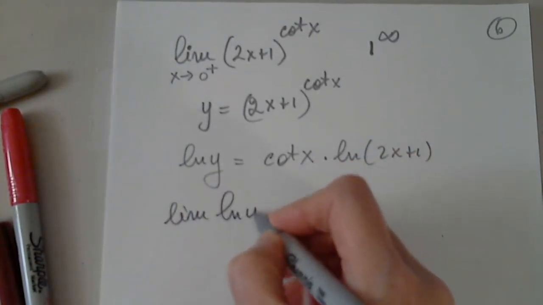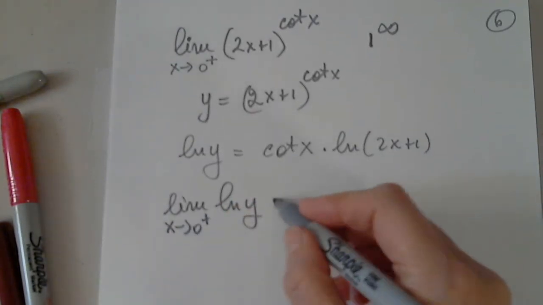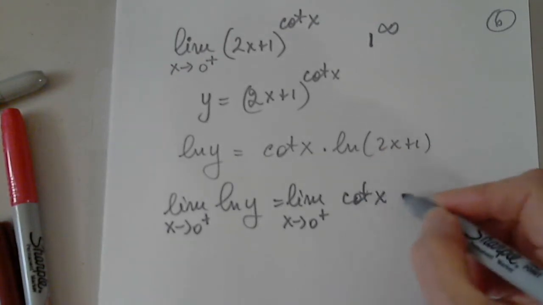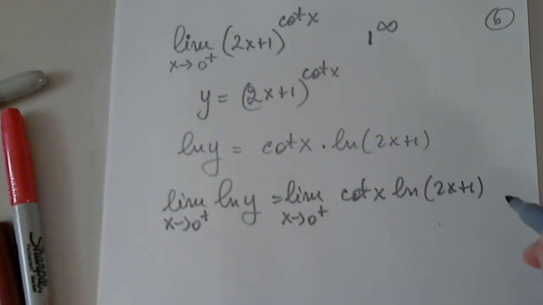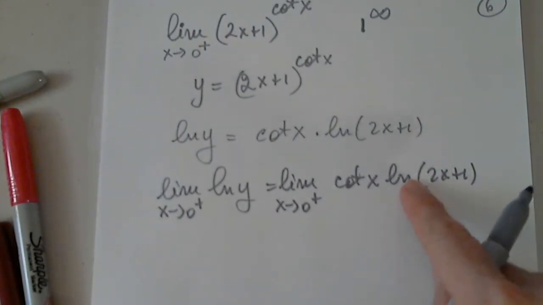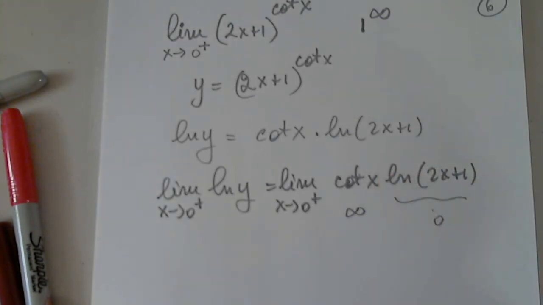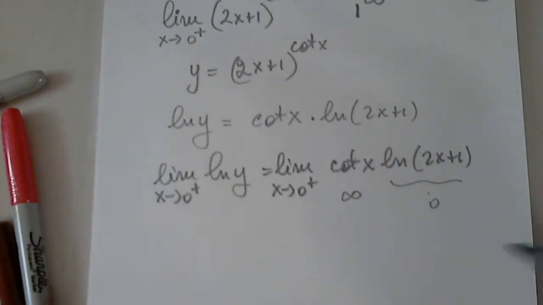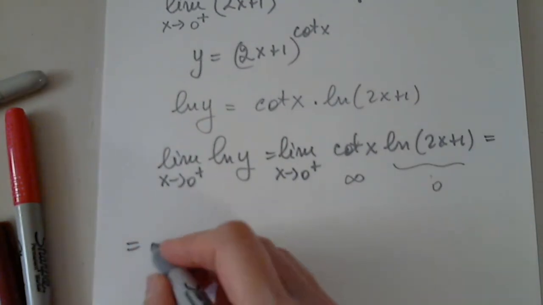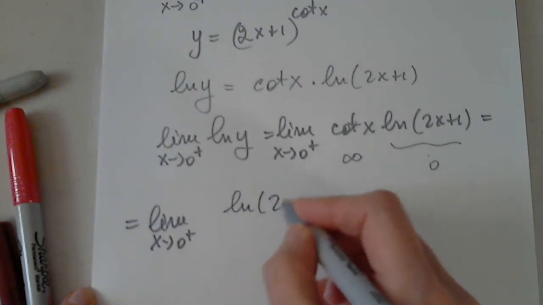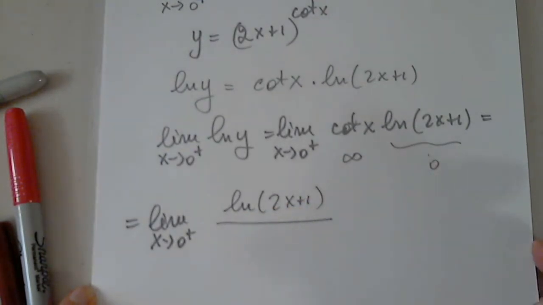So the limit of natural log y as x approaches 0 from the right is the limit as x approaches 0 from the right of cotangent x times natural log of 2x plus 1. Natural log will be 0, and cotangent is infinity. So we are happy. Why am I happy? Because the product is easy to handle with a simple algebraic manipulation. So this is the limit as x approaches 0 from the right of natural log, do not move that anywhere, there will be a mistake.